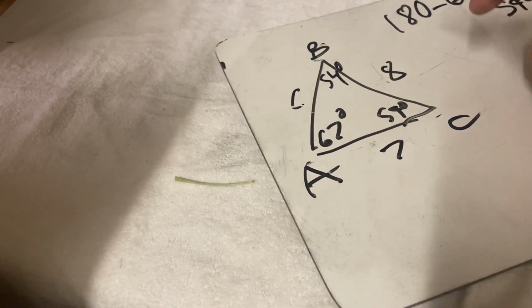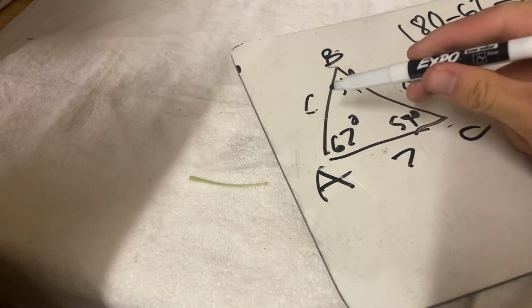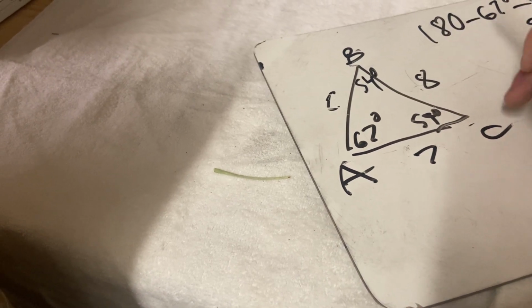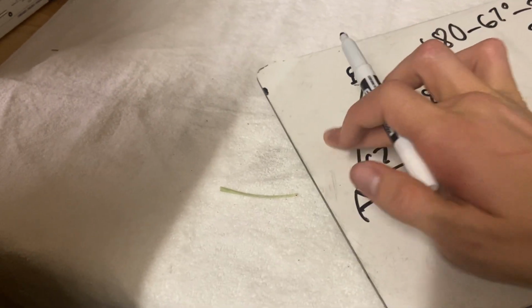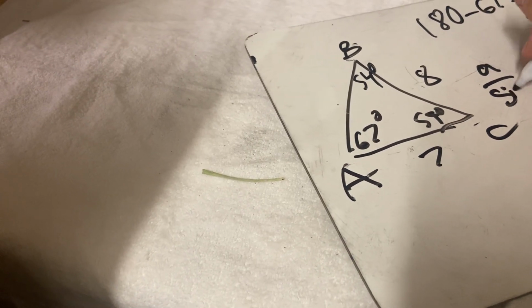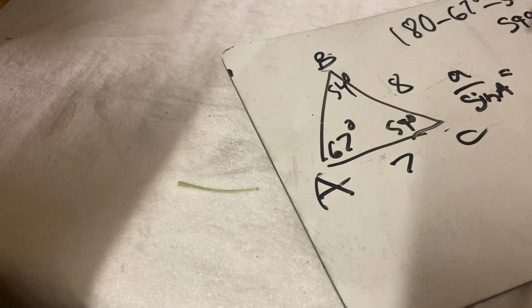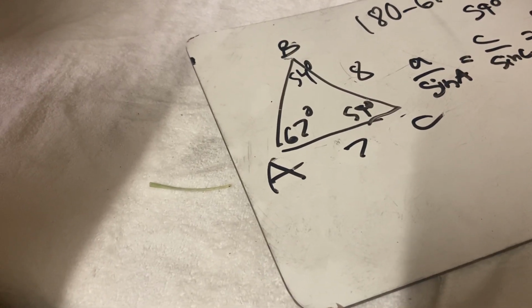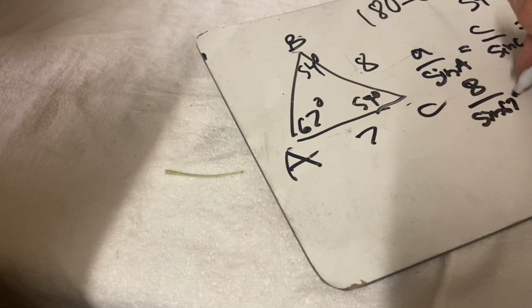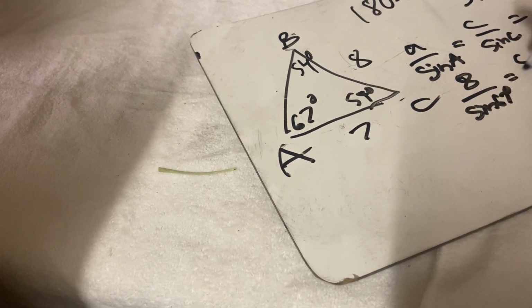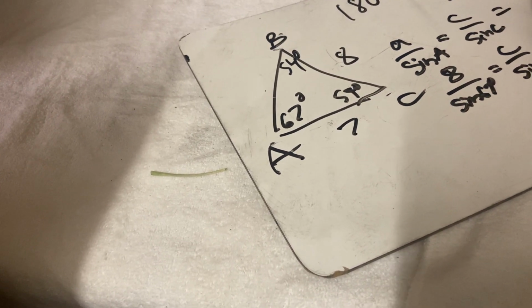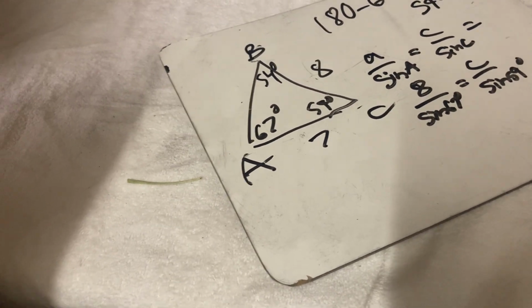But we still have to find out what side length c is. We're going to do a over sine of A equals c over sine of C. Plug in your values. 8 over sine of 67 degrees would equal c over sine 59. Cross multiply.